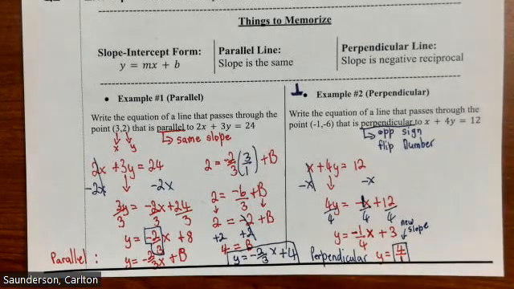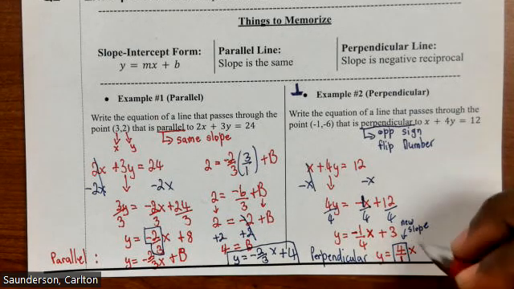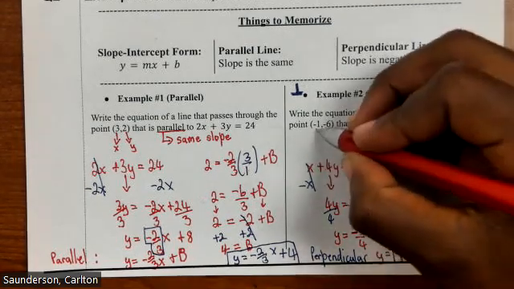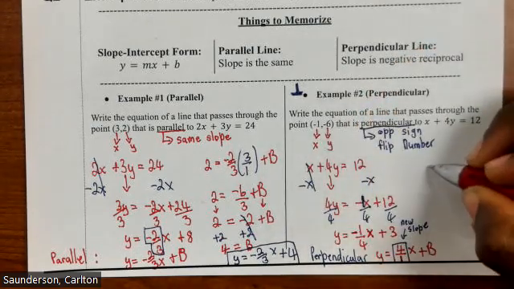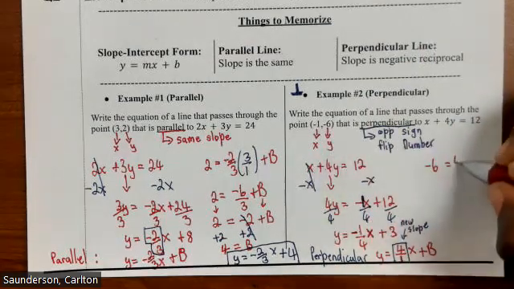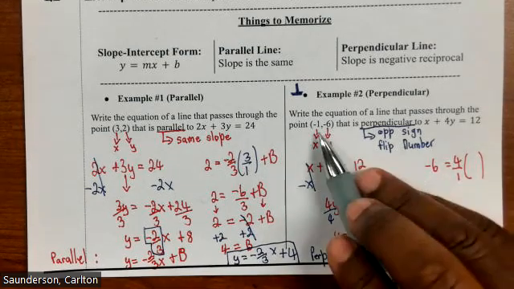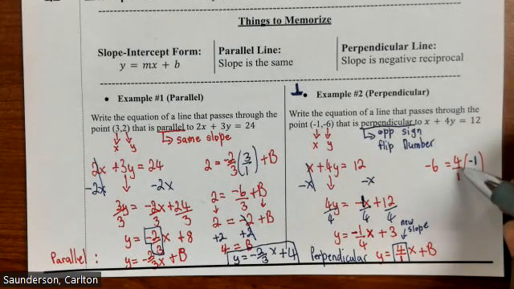Then we're going to rewrite x, and do I care about this 3 that's right here? No, we're going to replace it with the letter B. So now I'm going to plug in the points for x and y. I'm going to have negative 6, because y is a negative 6, equal to 4 over 1. Instead of x, I'm going to write parentheses, and inside of it, I'm going to put negative 1. And because this is a fraction, I'm going to write this as negative 1 over 1.